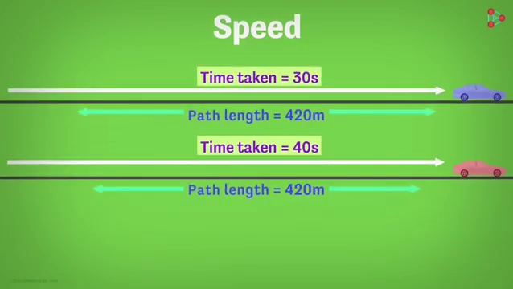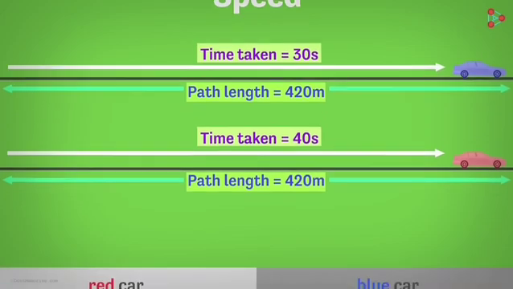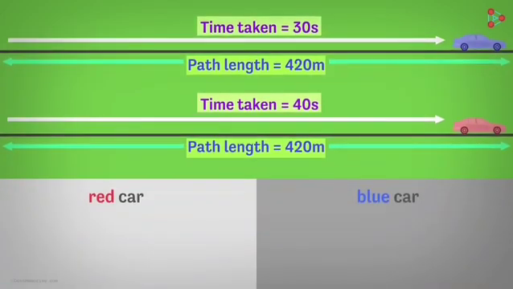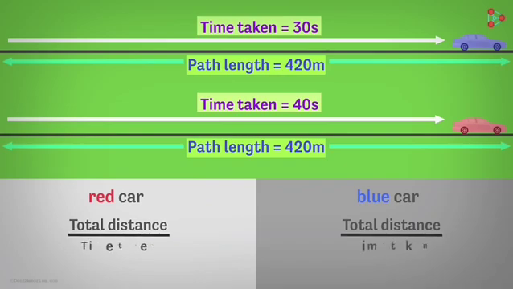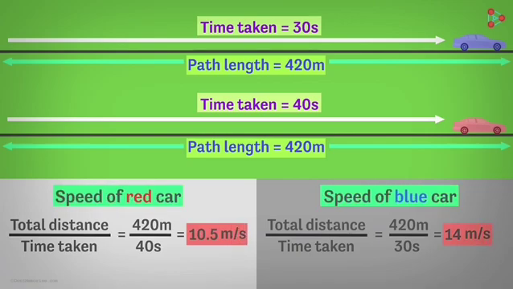Let the length of this path be 420 meters. This path length is nothing but the distance that the car travels in a given amount of time. Now for each object, if we take the ratio of the total distance covered and the time required to cover that distance, we will get this. This ratio is called the speed of the object. Yes, speed is distance over time. Since this ratio is greater than this one, it means that the blue car traveled with greater speed.